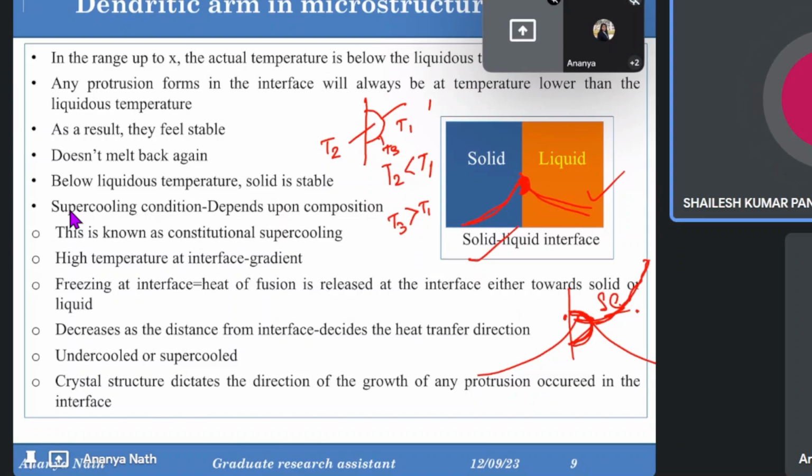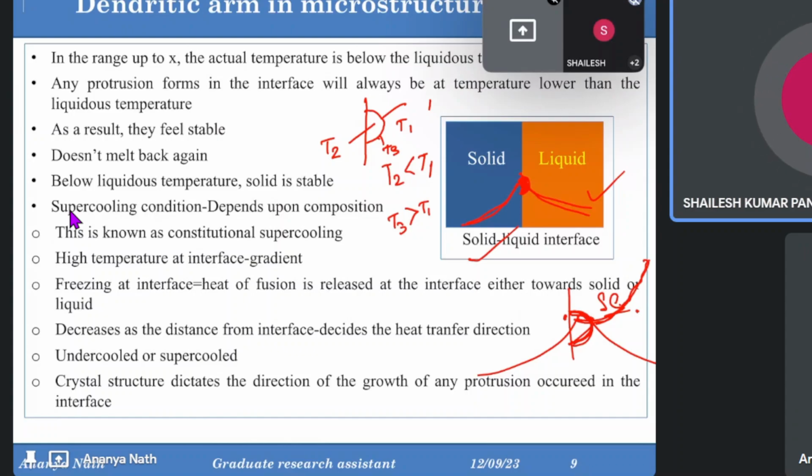Ma'am, in this temperature diagram, which one is the liquidus temperature? Is it T3? T3, okay, because it is the interface of solid and liquid. Yes, T3 is the liquidus temperature. And T2 is just solidified. T2 is solidified, far beyond the liquidus temperature, and T1 is in the middle of the liquidus and solidus temperature.